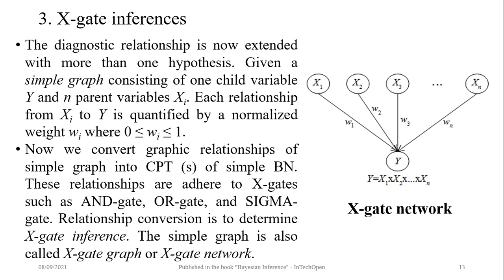The diagnostic relationship is now extended with more than one hypothesis. Given a simple graph consisting of one child variable Y and n parent variables Si, its relationship from Si to Y is quantified by a normalized weight wi, where wi is larger than or equal to 0 and smaller than or equal to 1. Now, we convert the graphic relationship of the simple graph into the CPT of a simple Bayesian network. These relationships are adhered to by SIGMA gates such as the N gate, R gate, and sigma gate. Relationship conversion is to determine SIGMA-gate inference. The simple graph is also called the SIGMA-gate graph or SIGMA-gate network. The SIGMA-gate network is shown in the next figure.